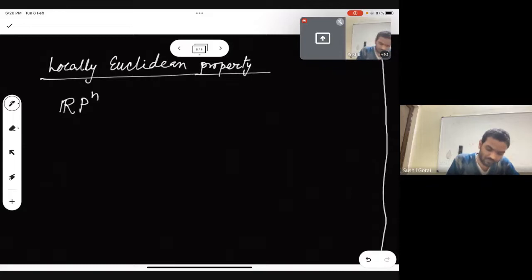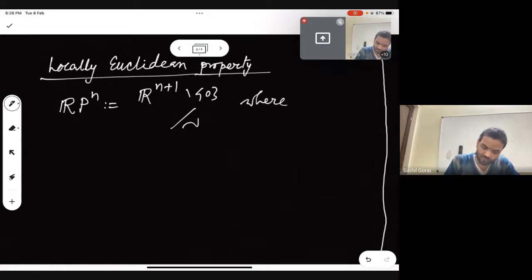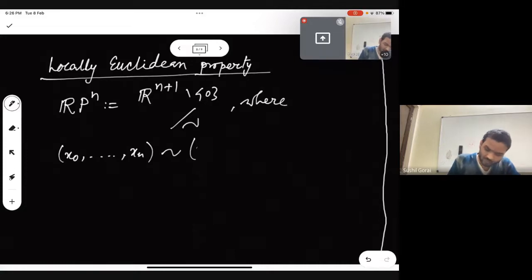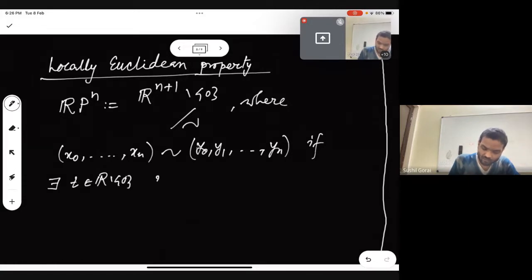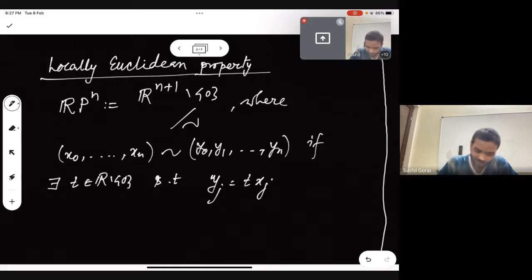This is the object, which is nothing but R^(n+1) minus the origin, and you have this quotient, where (x0, x1, ..., xn) is identified with (y0, y1, ..., yn) if there exists a t in R minus the origin such that yj equals t xj, which is equivalent to saying that xj equals t yj, for all j equal to 0 to n.